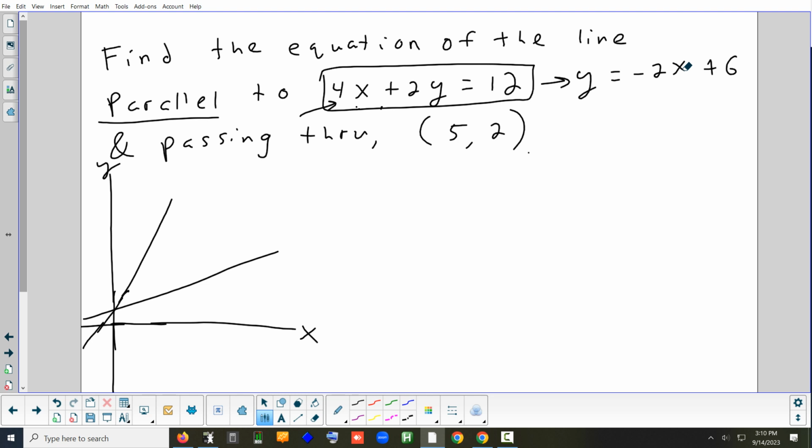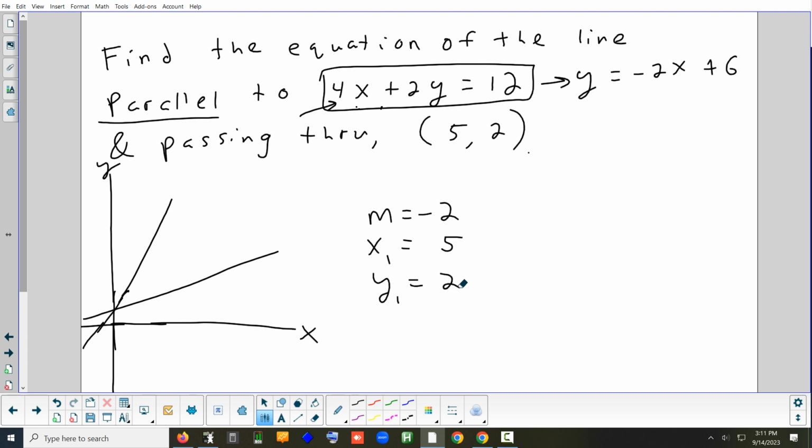Negative 2. And I want to write an equation of a line that's parallel to that. So my new line is going to have a slope of negative 2. And then what's the x value that it passes through? So the x value of the coordinate that it passes through. 5. Yeah.